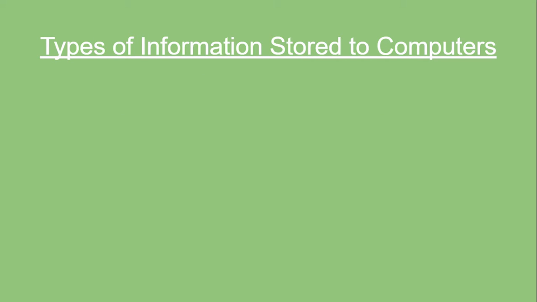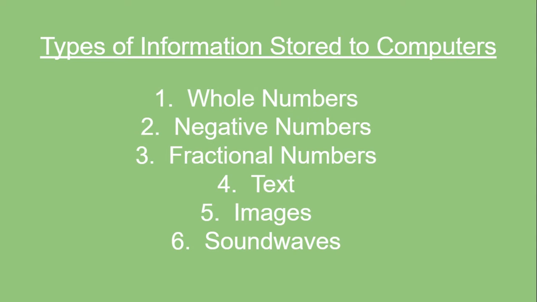Before I show you the 6 main types, I want you to guess. What else is stored in the memory of your computer? Think about it. Well, here are the 6 big things stored in your computer. 1, we store whole numbers. 2, we store negative numbers. How do we store a negative number in a computer?